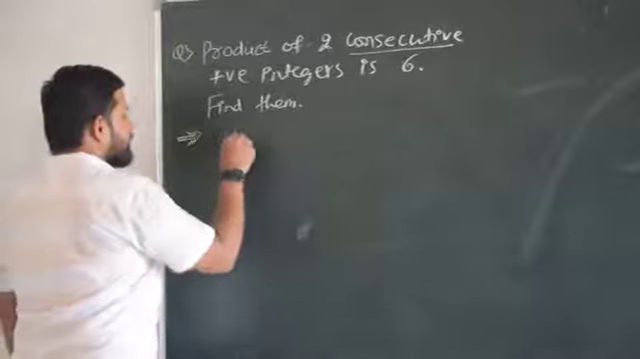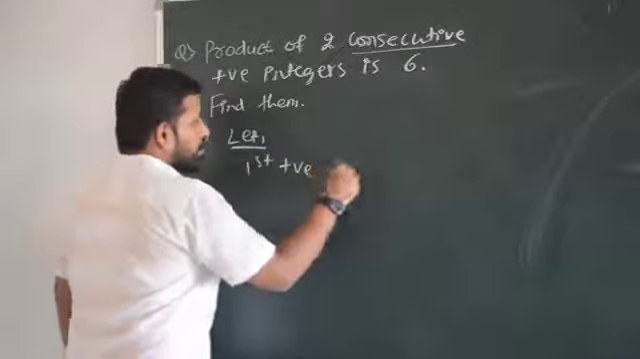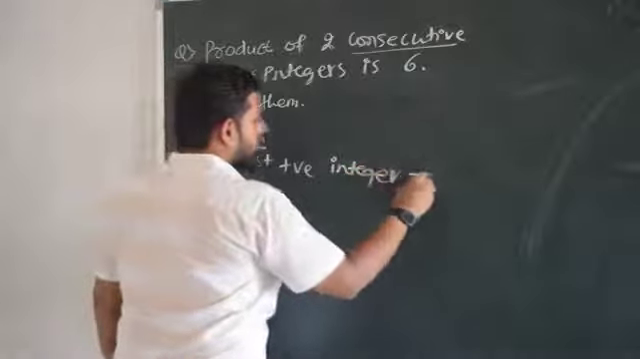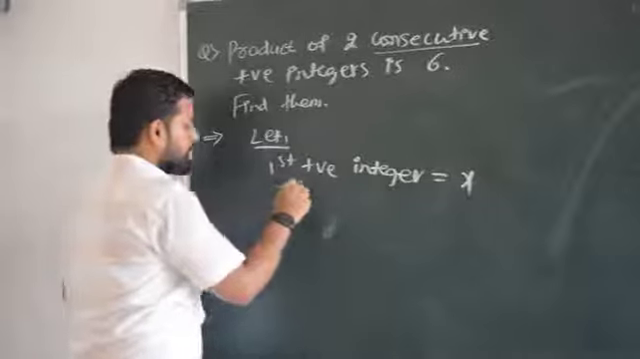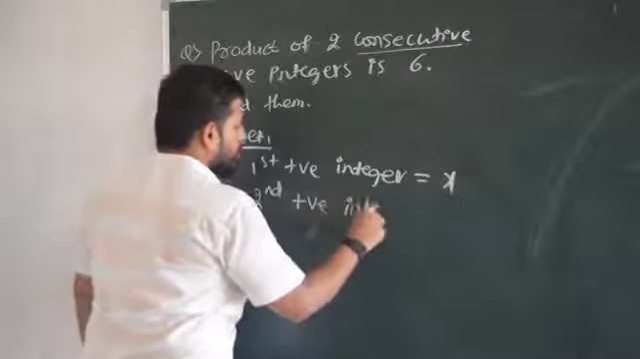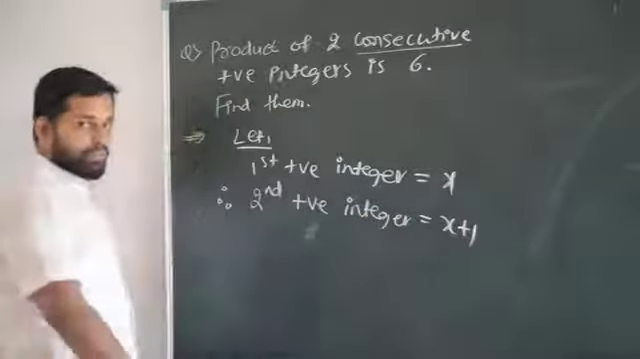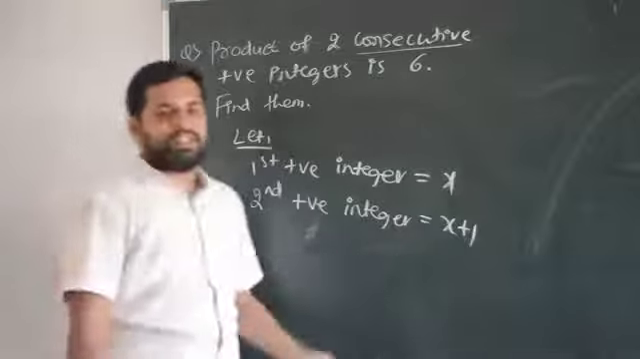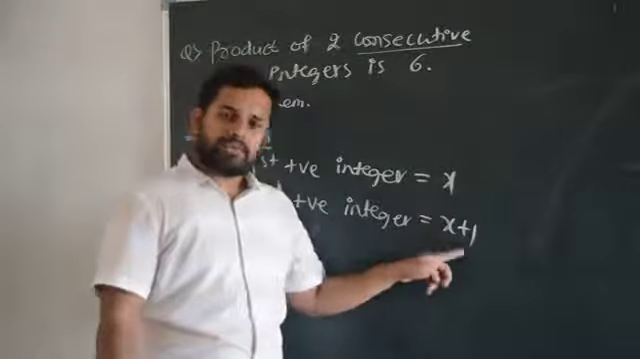So what I will do? I will take let first positive integer is equal to x. I will take it as x. Then what will be the second positive integer? Tell me. Therefore, second positive integer is equal to x plus 1 or not? Of course, I told you one more than that. Or you can take one less than that also, no problem at all. If it is x, you can take it as x plus 1 or x minus 1.